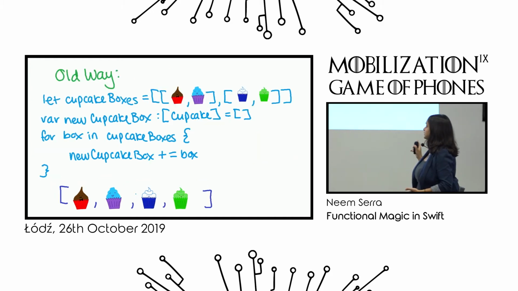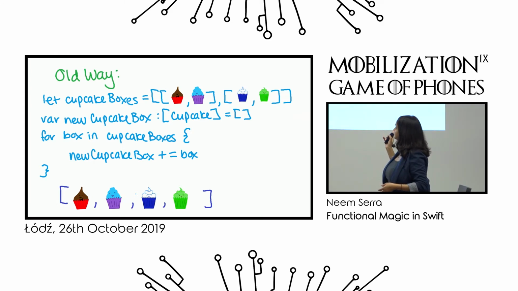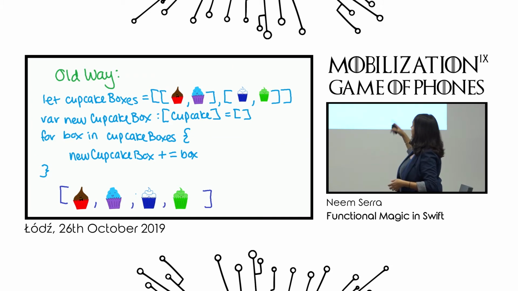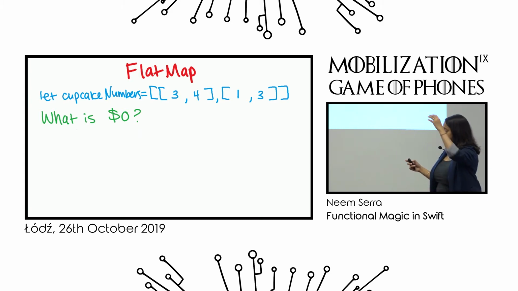So if we were to do that the old way, where we'd want to take out a dimension of arrays, we would have our 2 cupcake boxes, we'd make a new empty array, and then we would say, hey, go through every single cupcake in each of the boxes and add it to that new array, and then just have it like that. So it's kind of nice, and that'll give you a one-liner.